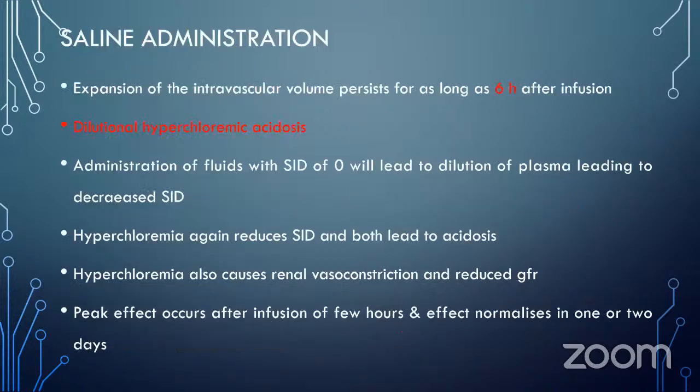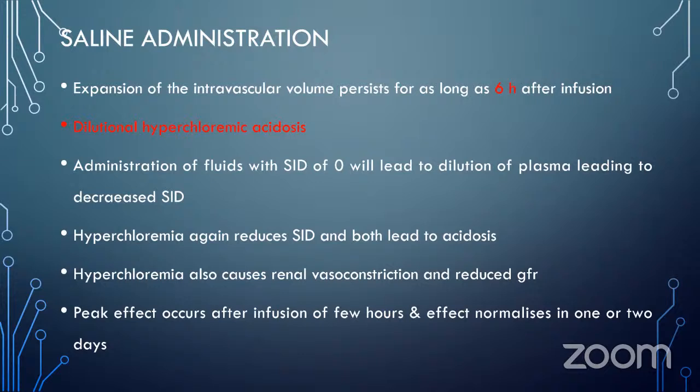With saline administration, the expansion of intravascular volume persists for as long as 6 hours after infusion. It can cause dilutional hyperchloremic acidosis, which is of major concern. I will discuss it in the coming slides. What happens when you administer saline? Why are you more concerned about calculating the strong ion difference? The strong ion difference of saline is 0, and administering such fluids will lead to dilution of plasma, leading to a decreased strong ion difference. A decreased strong ion difference leads to acidosis.